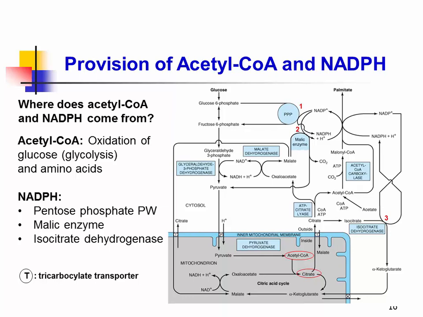And the other two sources of NADPH are mainly malic enzyme reactions and also isocitrate dehydrogenase reactions. You can just highlight here the malic enzyme reactions and the isocitrate dehydrogenase reactions. Just try to remember three sources of NADPH, and the pentose phosphate pathway is the most important source of NADPH, right?